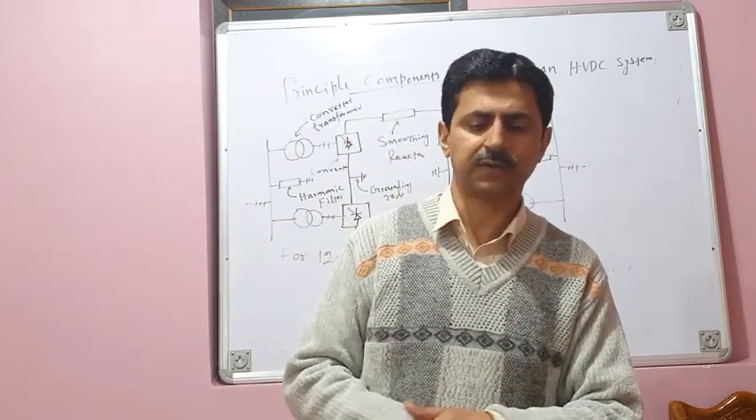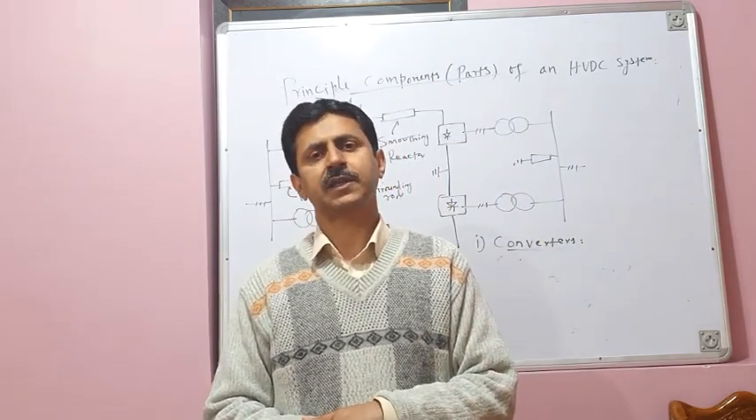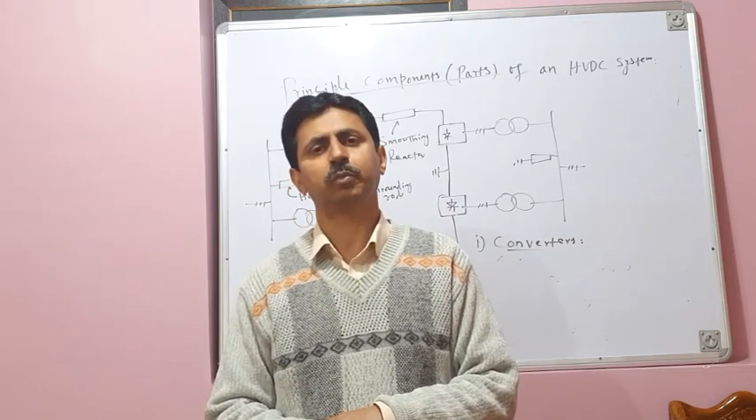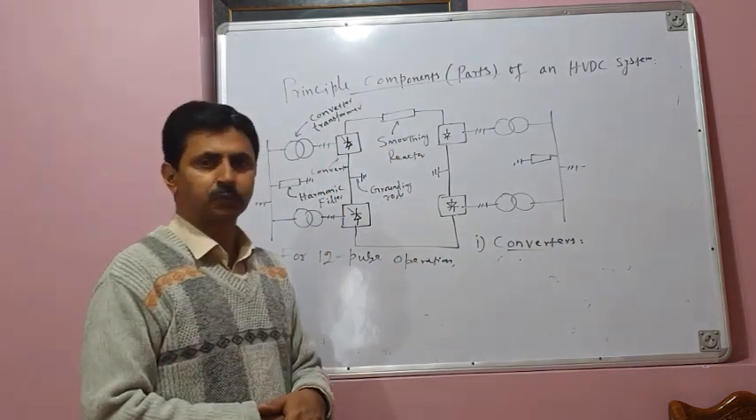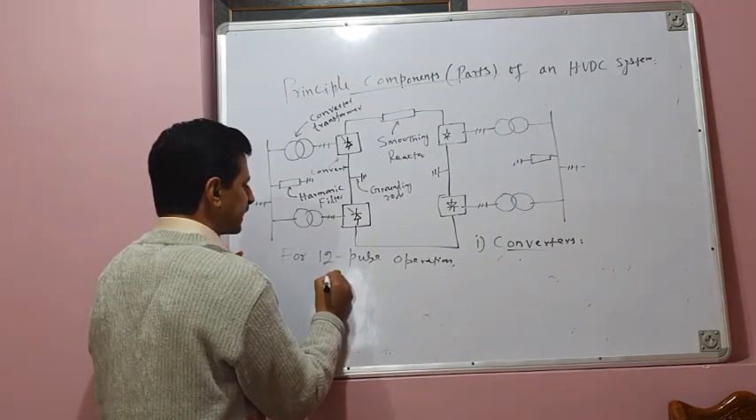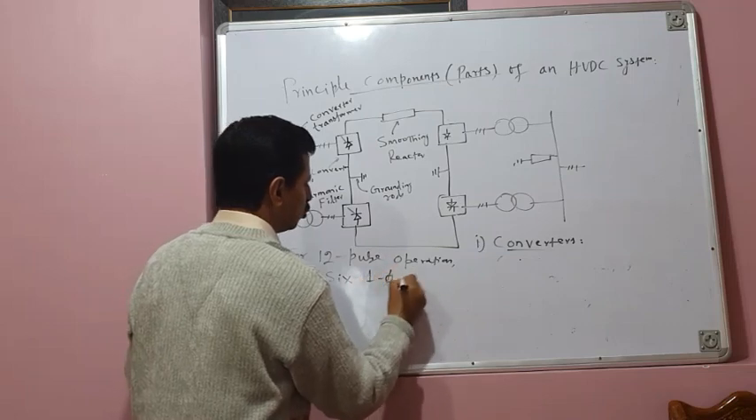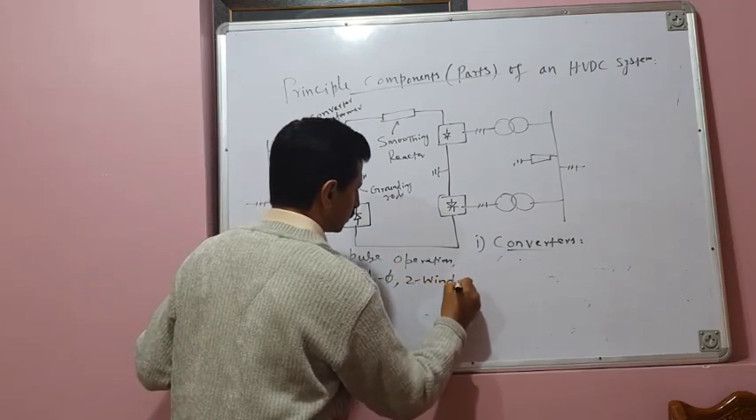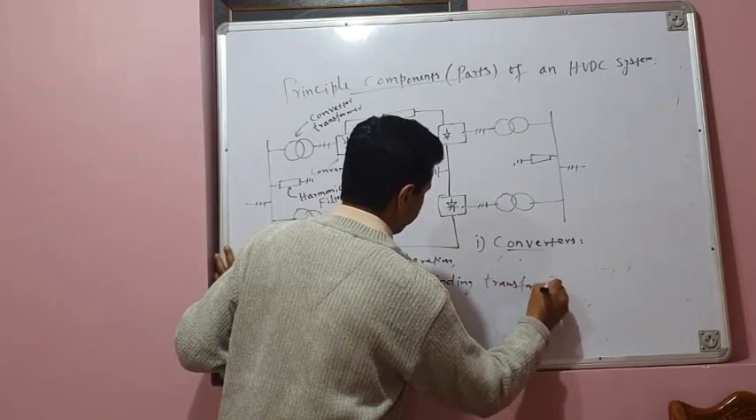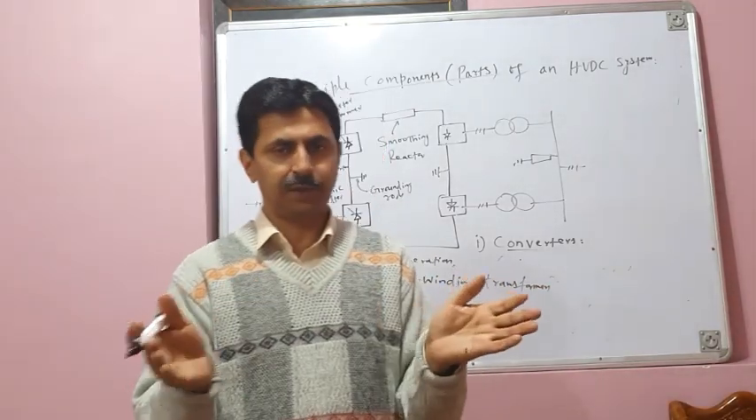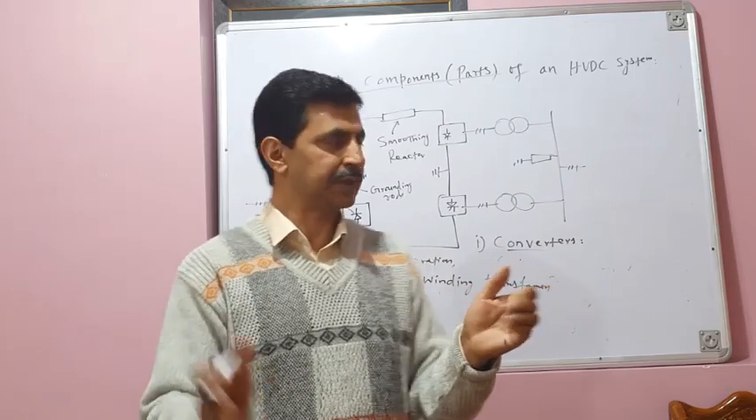So based on this, we classify the converters as 3 pulse converters, 6 pulse converters, 12 pulse converters, 24 pulse converters, 48 pulse converters, and so on. So for 12 pulse operation, these are the various combinations of transformers. You can use 6 single phase 2-winding transformers. I mean, if single phase transformers are available to you, how many do you have to use? You have to use 6 single phase 2-winding transformers.